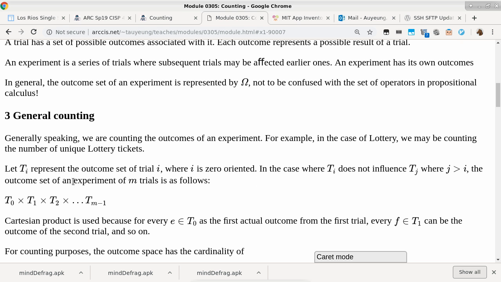So now, if you want to look at the outcome set of an experiment of m trials, then it is a Cartesian product of all the outcome sets of each individual trial. Okay? I'll give you an example. So let's think about throwing a coin 3 times. So you have 3 trials in an experiment where each trial has 2 possible outcomes, head or tail. Does it make sense?